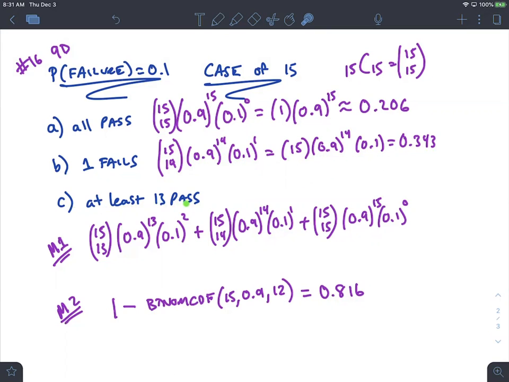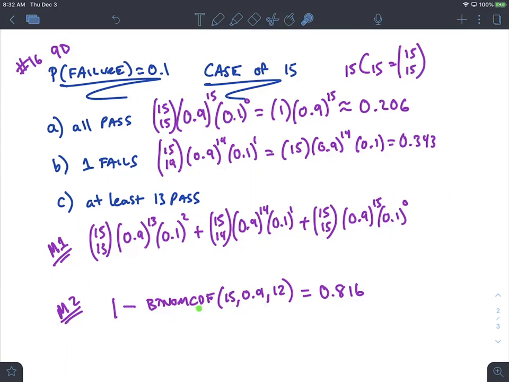To get at least 13 to pass, that means 13 or more. Our first method, method 1, would be adding up if you had 13 pass, if you had 14 pass, and if you had all 15 pass, by the way, that's the answer to part A. You can just calculate those and add them all up. Or method 2 would be to do 1 minus the sum from 0 to 12.